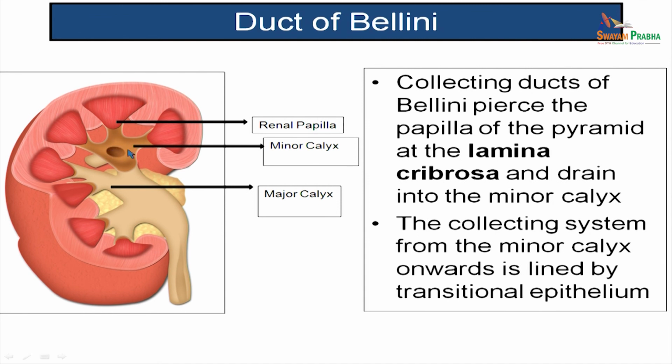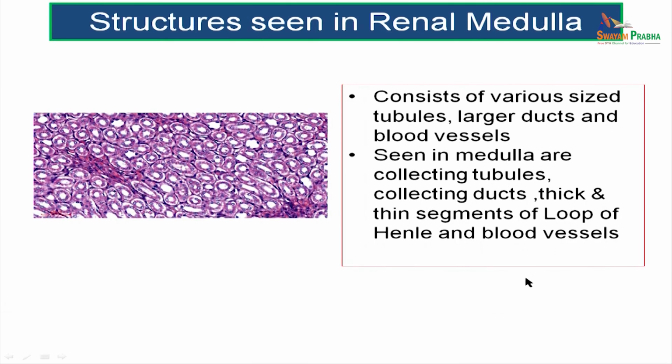The collecting system from minor calyx, major calyx, and renal pelvis are all lined by transitional epithelium, which is also called urothelium.